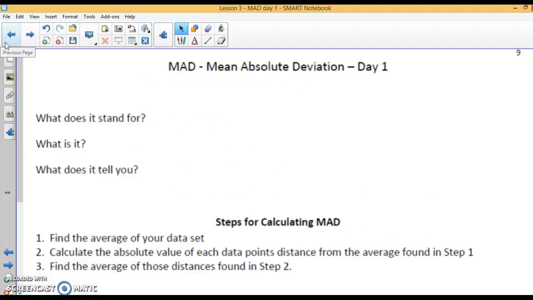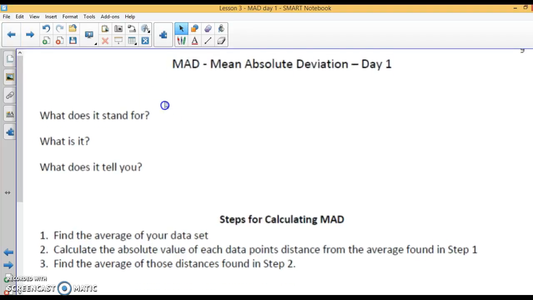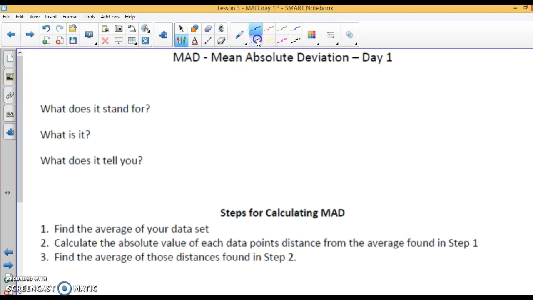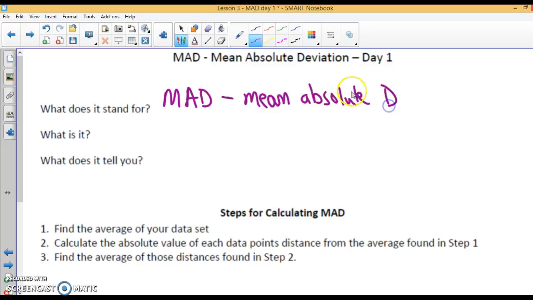All right. What does MAD stand for? MAD is mean absolute deviation. Sounds a lot harder than it actually is. Now, let me tell you what this is.